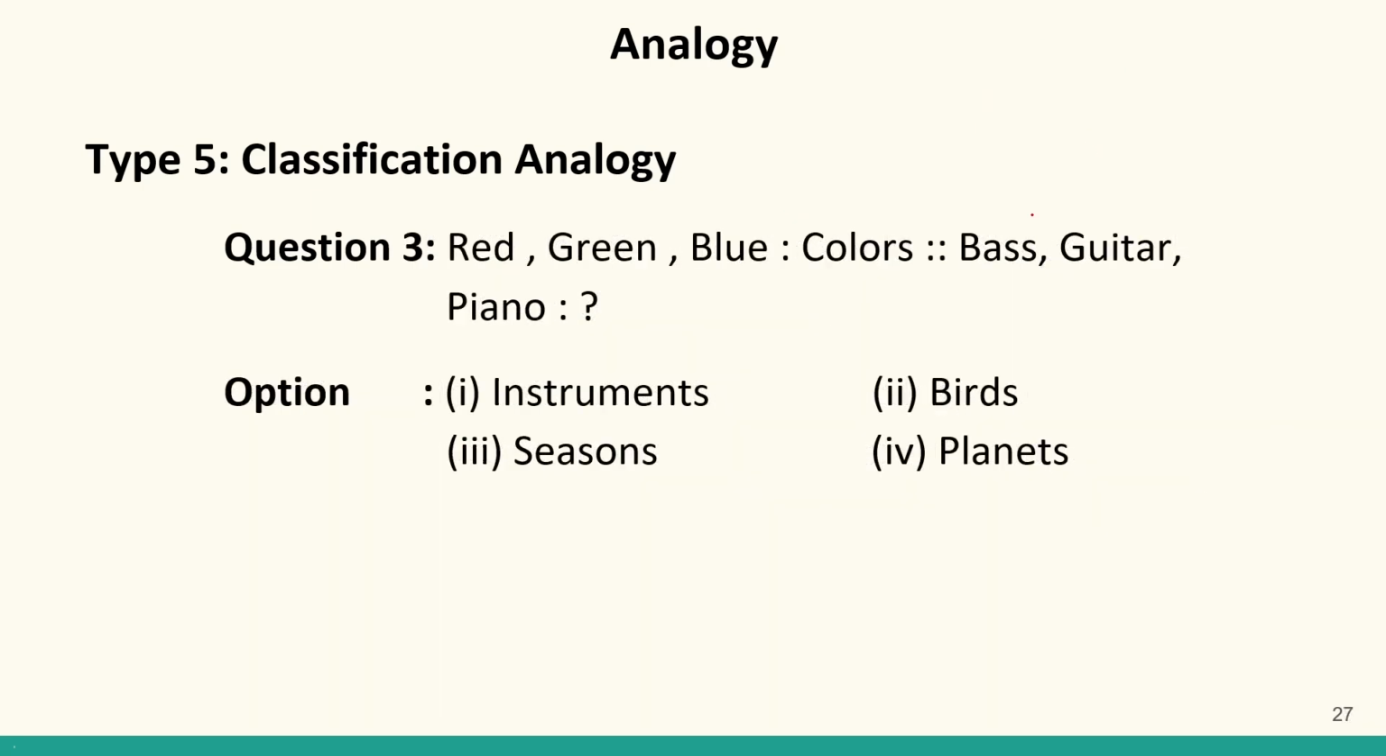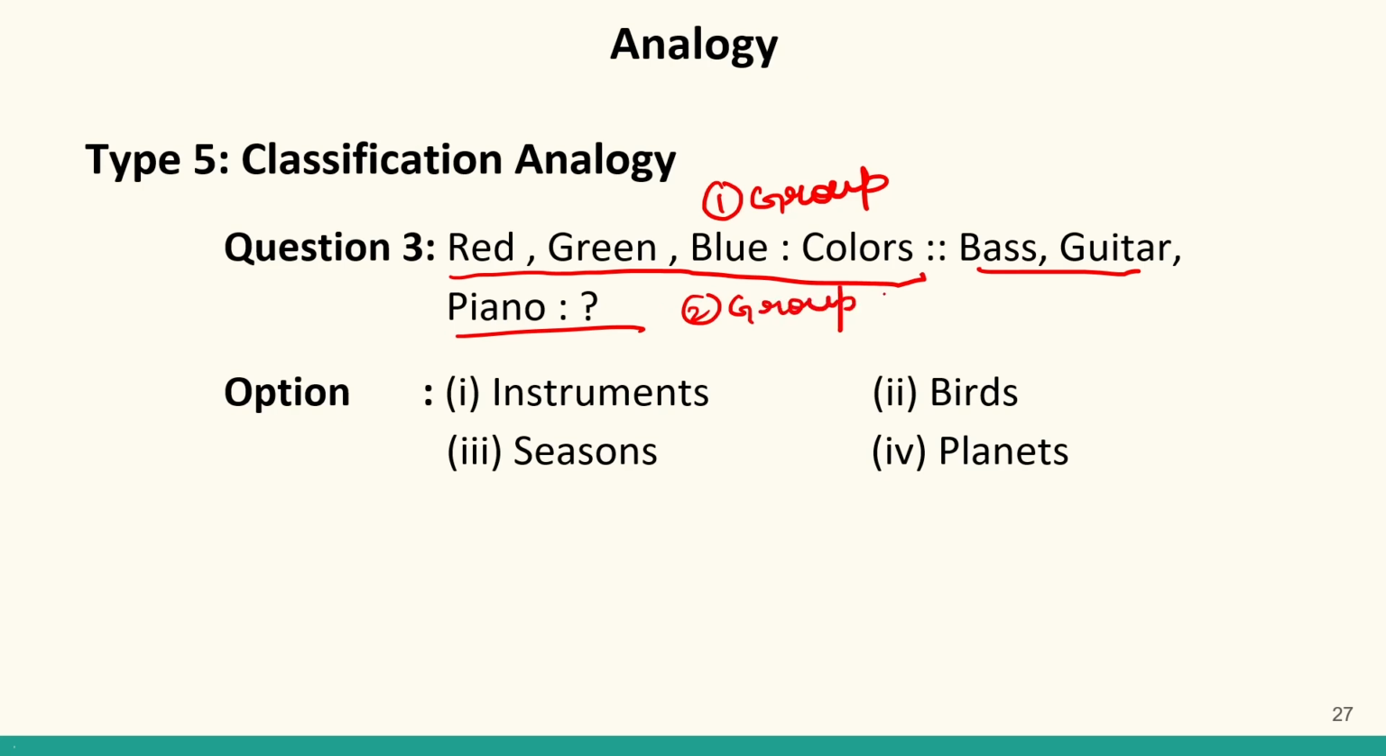Okay. Now, red, green, blue colors, these are the first group. What are these? These are all types of colors, red, green, and blue. Similarly, we have to find out bass, guitar, piano are types of what? This is the second group. So you very clearly know that guitar, piano, bass are all types of music instruments. So option number 1 will be our correct answer.